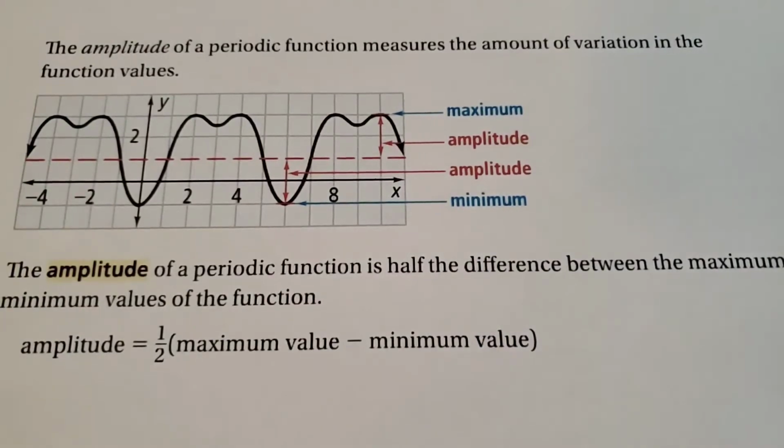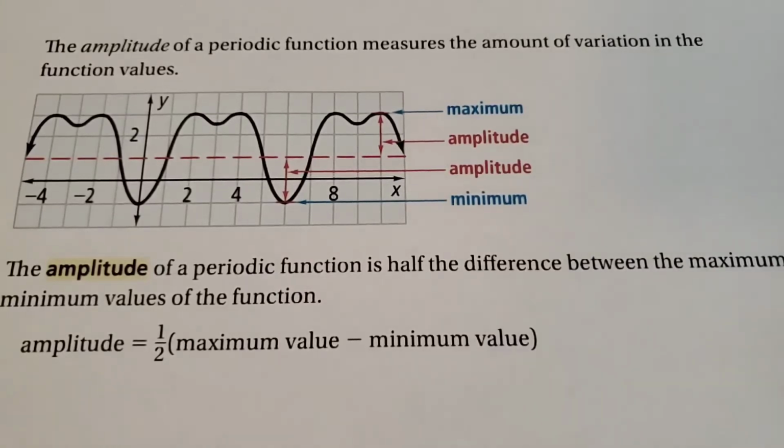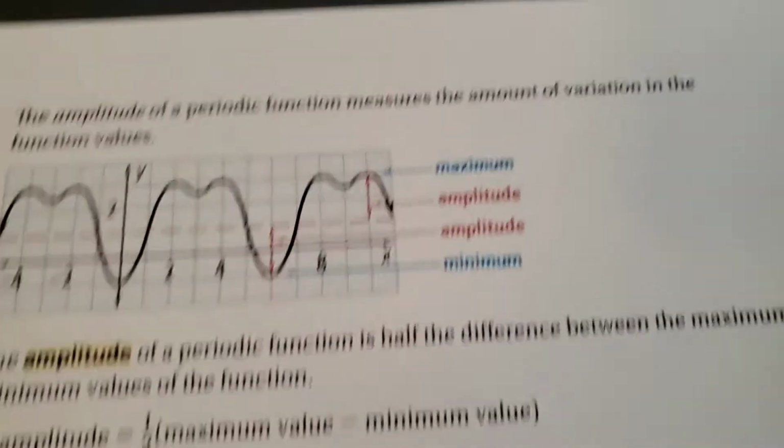So today we're going to be looking at functions, determining are they periodic? If they are, because cycle, period length, amplitude don't have anything to do with functions if they're not periodic. So if the function is periodic, then we will go ahead and find the cycle length, the period length, and the amplitude. So let's take a look at some examples.